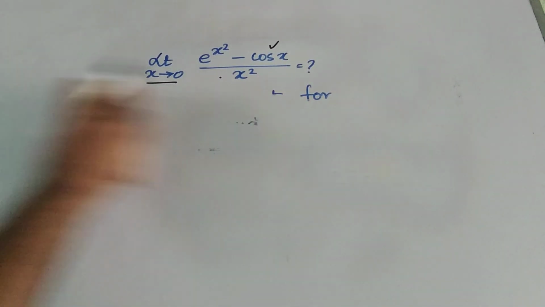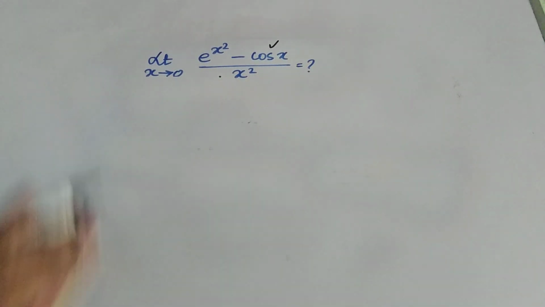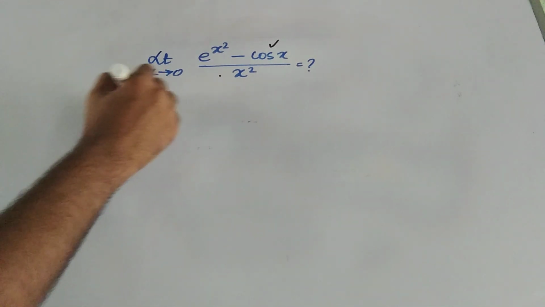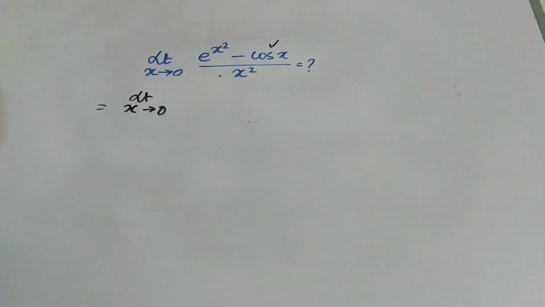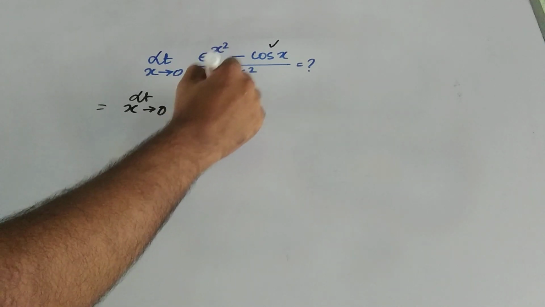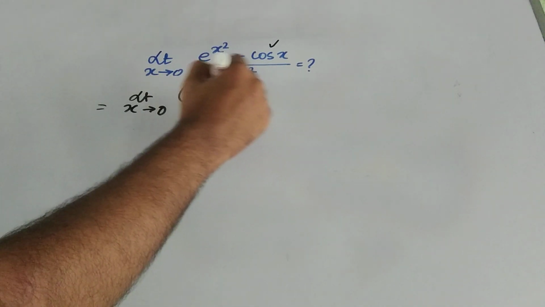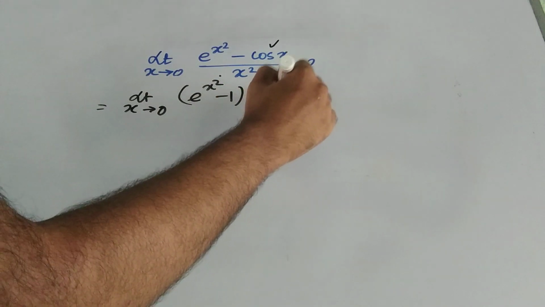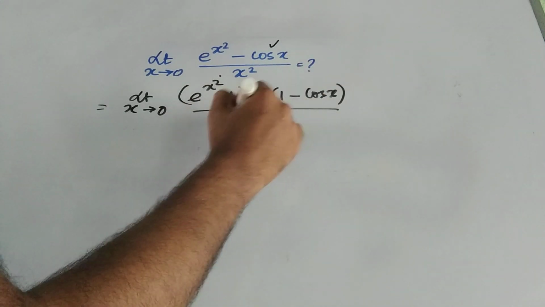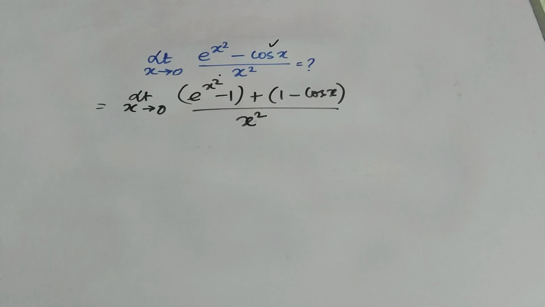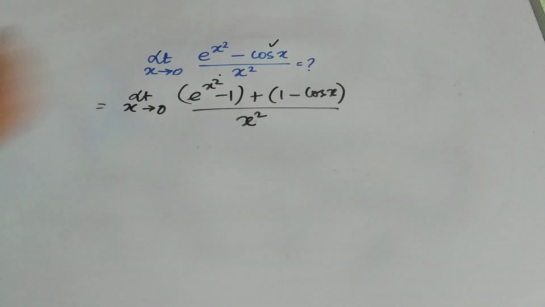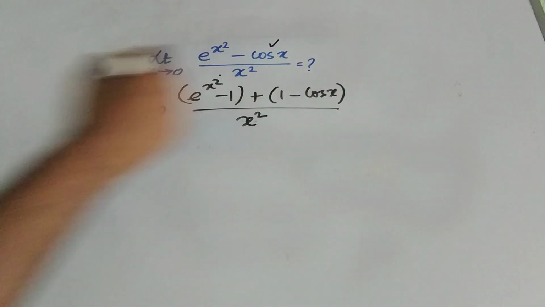For doing this, the obvious next step that I will be doing for computation purpose is basically limit x tends to 0. I am adding and subtracting 1 in the numerator. What is that? e to the power x square minus 1 I am doing. To compensate this minus 1, I am adding another plus 1 minus cos x divided by x square. That means I am separating the entire limit into two separate parts. One is of exponential, another is of trigonometrical.